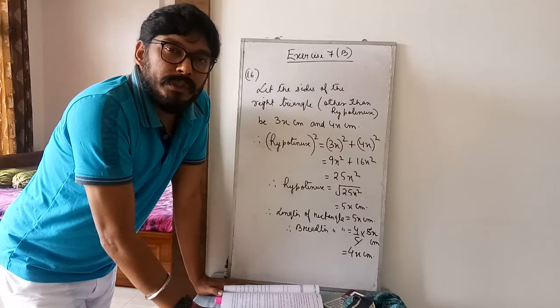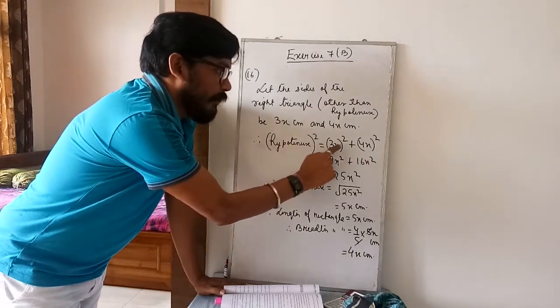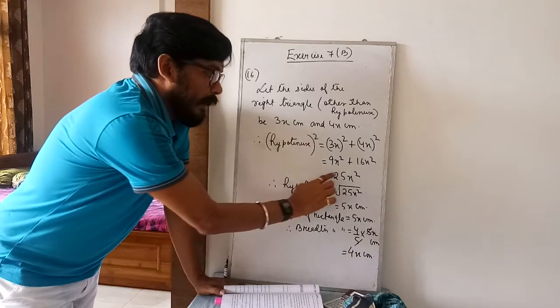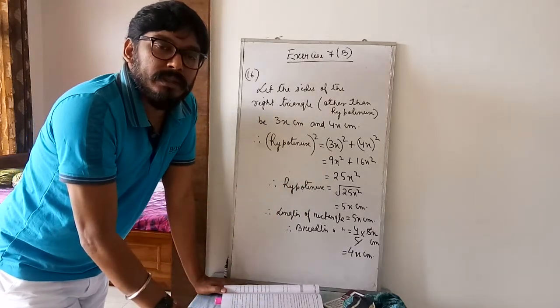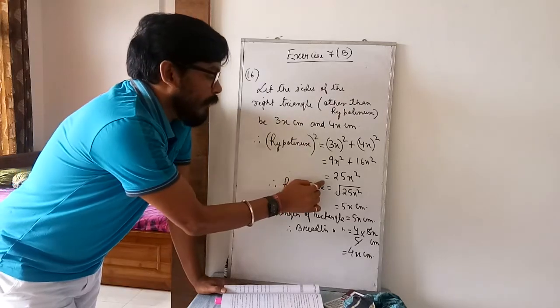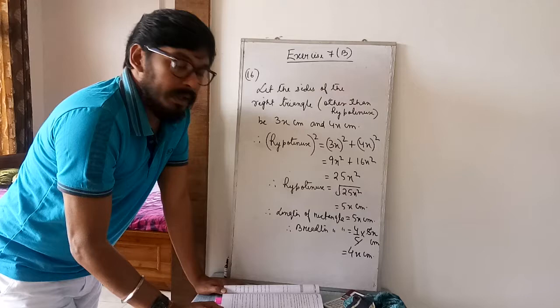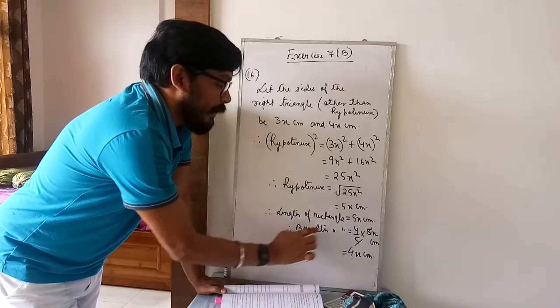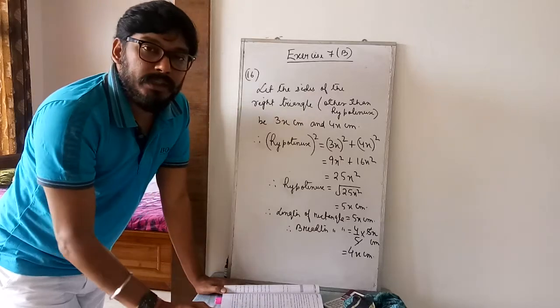Now when you know the perpendicular and base of a right triangle, you can easily find the length of the hypotenuse by using Pythagoras theorem. So I have used hypotenuse square equals perpendicular square plus base square. I got 25x square. We did this in exercise chapter 3: when you remove the square from one side, on the other side you have to take the square root. So here it is 5x. So length 5x, breadth 4 by 5 into 5x, 5 cancels, 4x. So length and breadth you know.